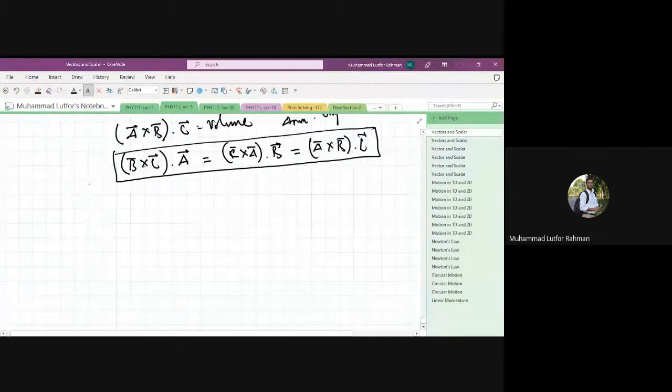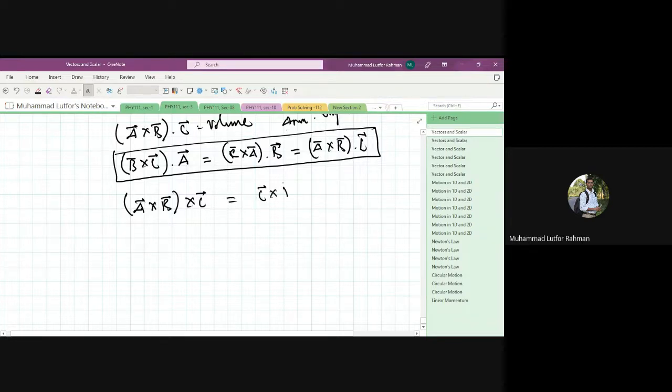What about this: can I write A cross B cross C will be equal to C cross A cross B, will it be the same?